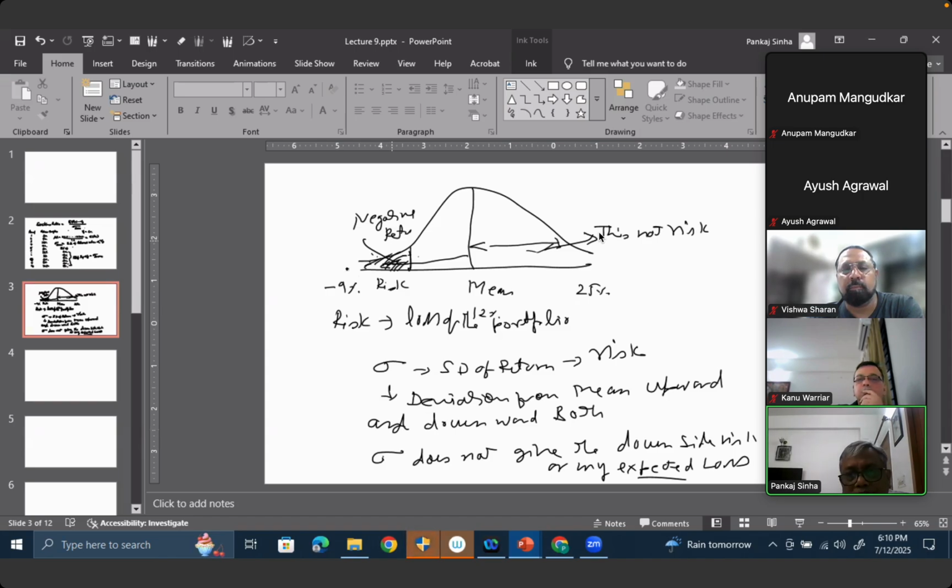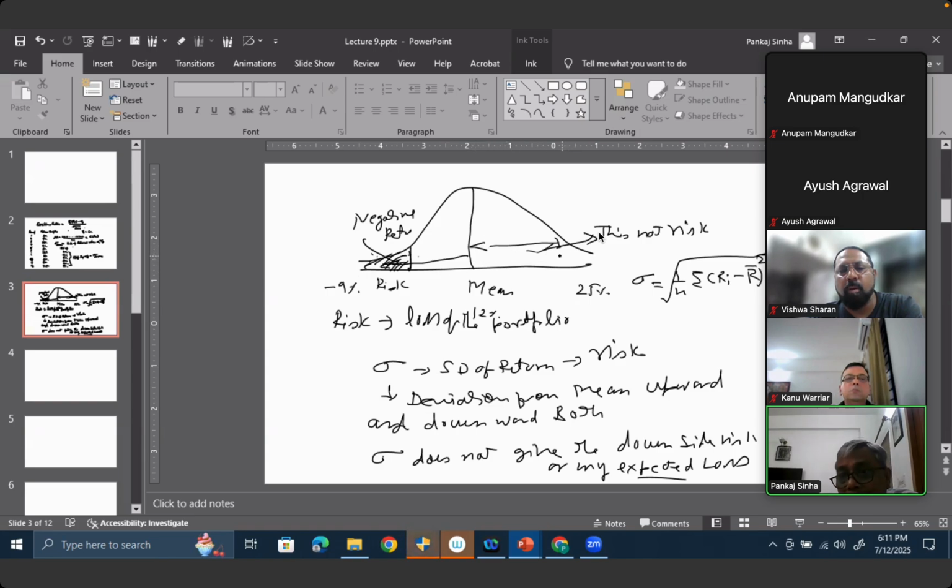But the sigma is taking both the sides of this thing, because the formula of sigma is equal to the square root of 1 over n summation of (Ri, the return of each period, minus R bar, that is my expected R) squared. So you are squaring this return, you are squaring this return, and this is nothing but the deviation from both the sides. So Sortino suggested don't take deviation from this side.